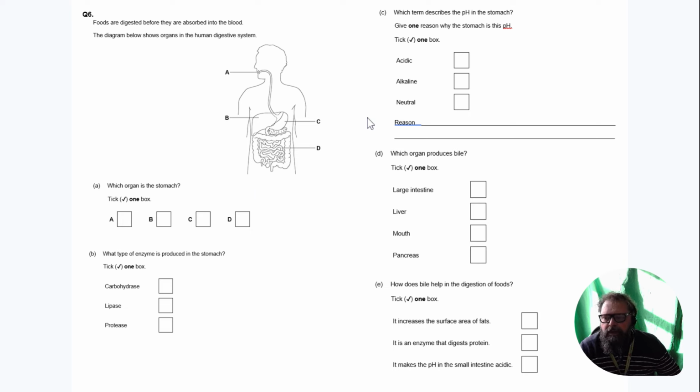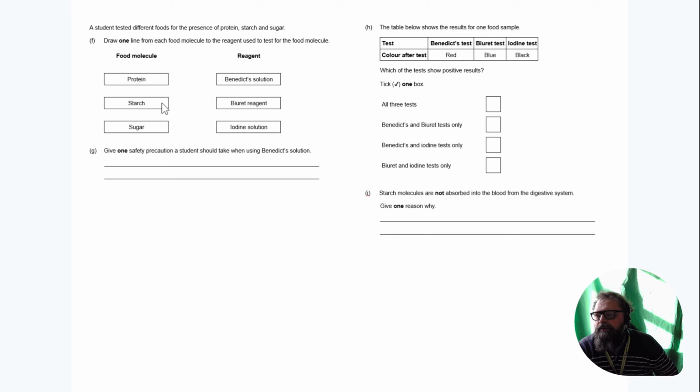So starch is tested for with iodine solution. So we need to join starch up to iodine, and then I need to decide between the last two. You're just going to have to learn these. Protein is tested with Biuret reagent, and sugar is tested for with Benedict's solution.